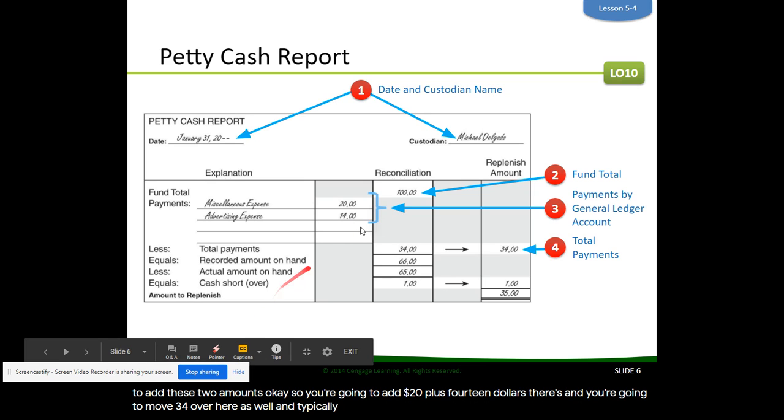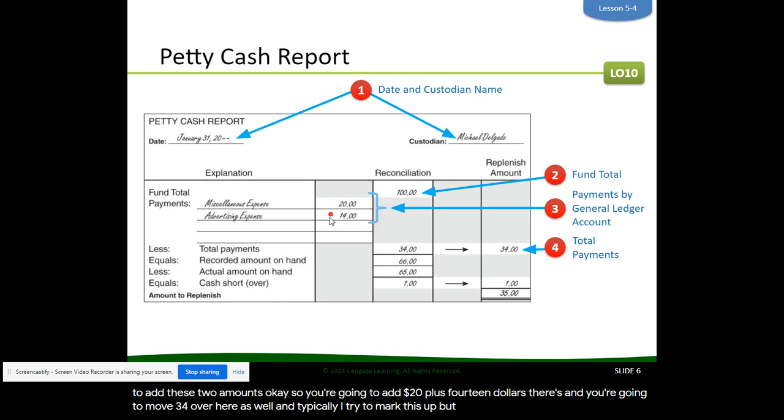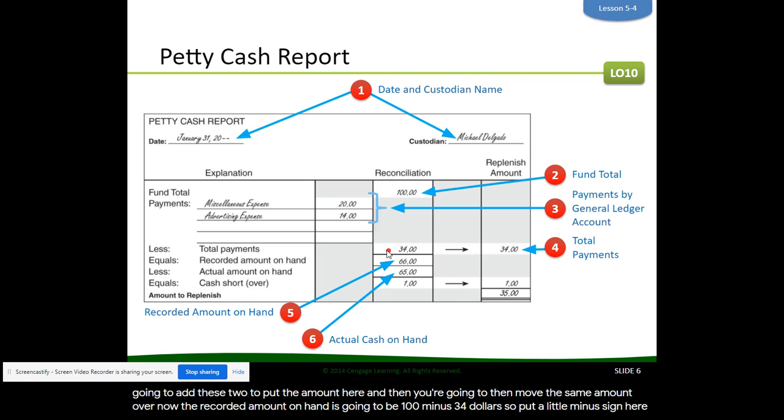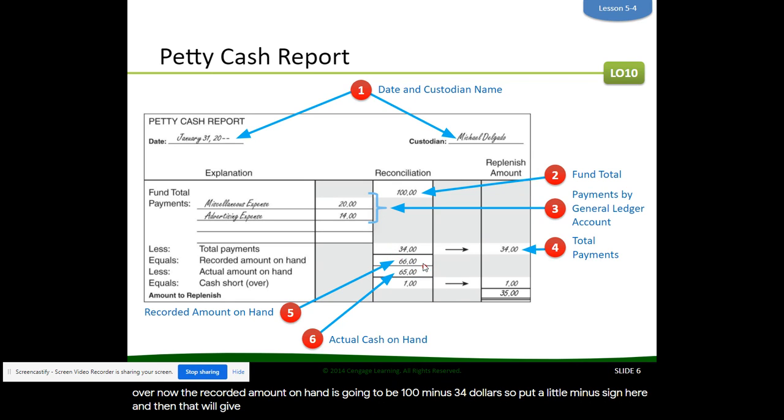And typically I try to mark this up, but I can't do that right now. You're just going to add these two to put the amount here, and then you're going to move the same amount over. Now, the recorded amount on hand is going to be 100 minus $34. So put a little minus sign here, and then that will give you $66. And then the actual amount you have on hand, $65, and they will tell you that in the problem.